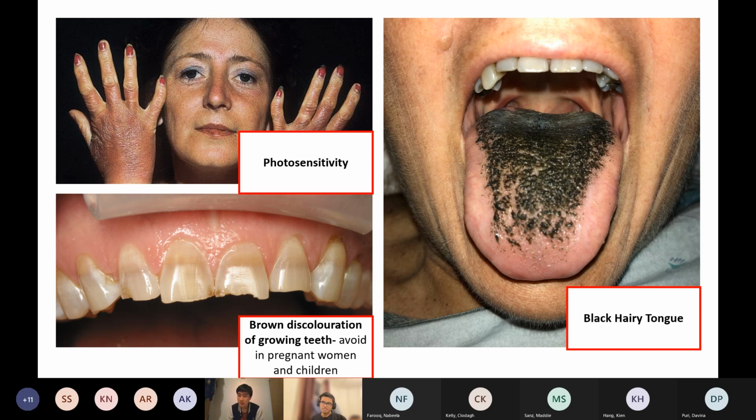Yellow teeth, discolored teeth. It causes discoloration to teeth, particularly growing teeth. So we've got photosensitivity, brown discoloration of growing teeth, known as tetracycline teeth is how I remember it. It's the reason why you avoid it in pregnant women and children, because when teeth are growing, you don't want them exposed to tetracyclines. And then, say what you see, black hairy tongue. Weirdly, it gets linked to this a lot, but the most common cause of black hairy tongue is actually just poor oral hygiene. But SBA world, here you are, enjoy.